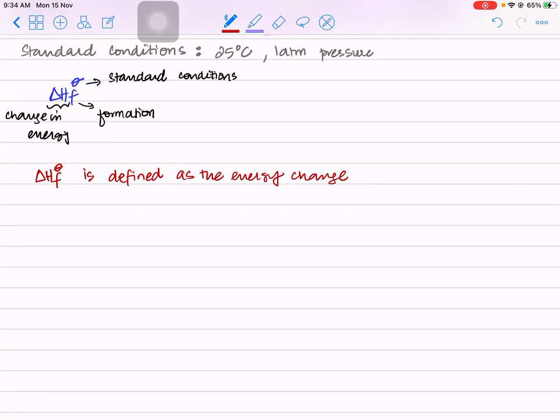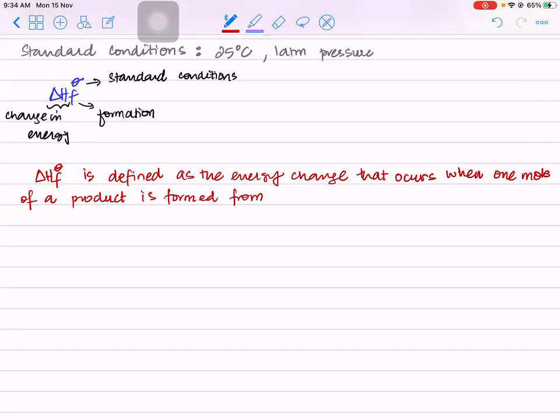So it is the energy change that occurs when 1 mole of a product is formed from its constituent elements. Let me define it first, then I'll explain it.